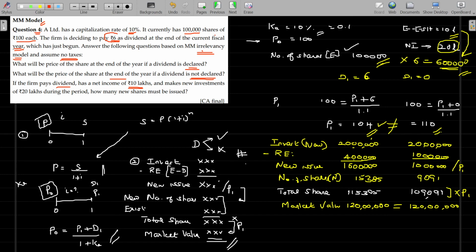All three questions: what will be the price at the end of the year if a dividend is declared, the price is 104. Second question, if dividend is not declared, the value is 110. That's okay. How many new shares must be issued, we have calculated that too. The question ends here, but this is where we prove the dividend irrelevancy model: the market value with dividend declared or not declared will be the same, and with that we can finish the proof.